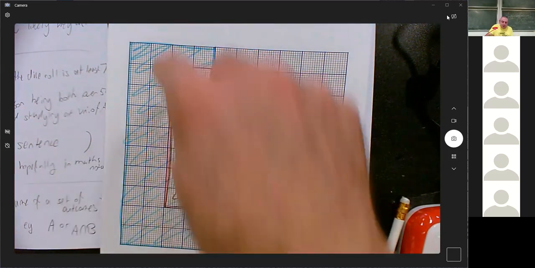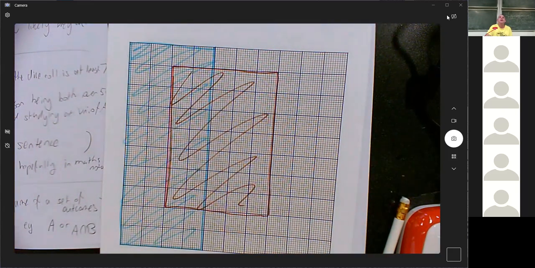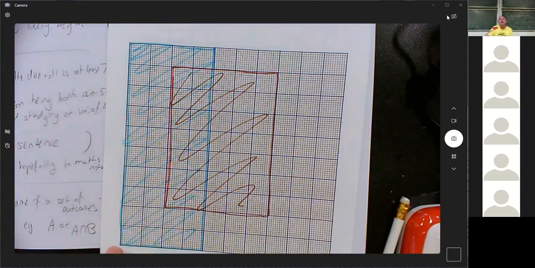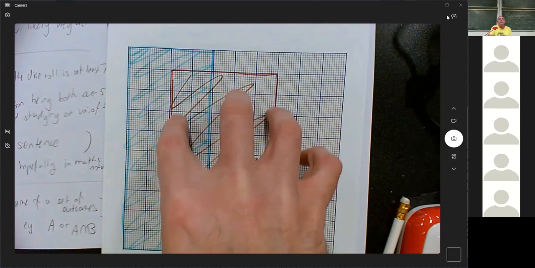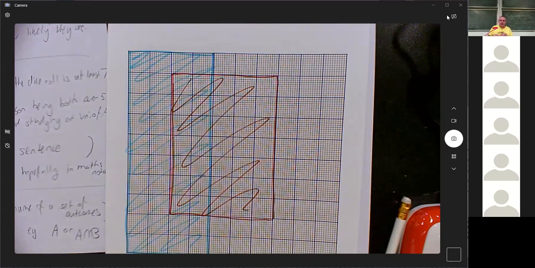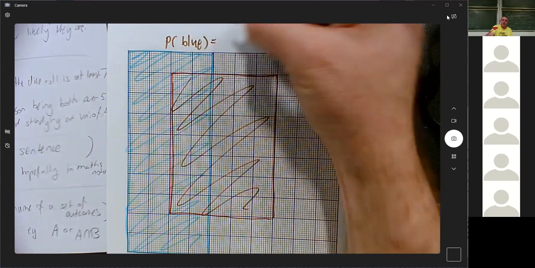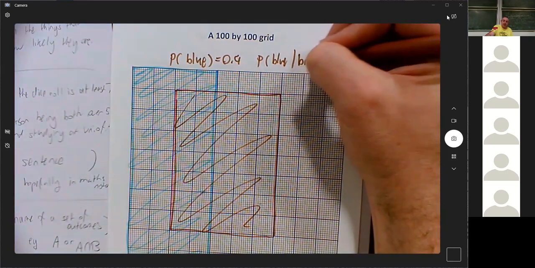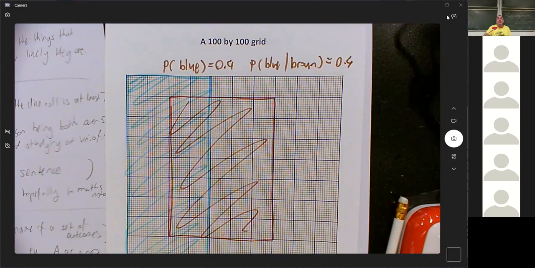So that bit there is 1, 2, 3, 4, 5, 1, 2, 3, 4, 5, 6, 7, 35%. Okay, cool. So the blue is 40% of the entire thing. It's also 40% of the brown bit too. It's 2/5, which is 40% as well. This is independent. The probability of blue is 40%. And the probability of blue given brown is also 40%. They overlap in just the right way in order to be independent.